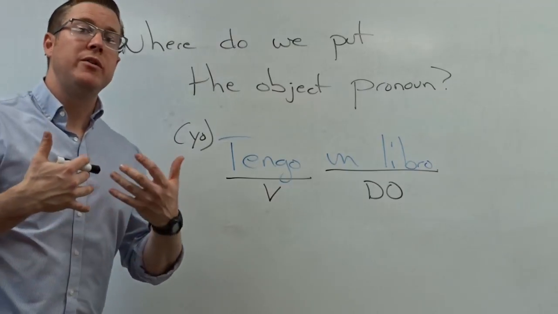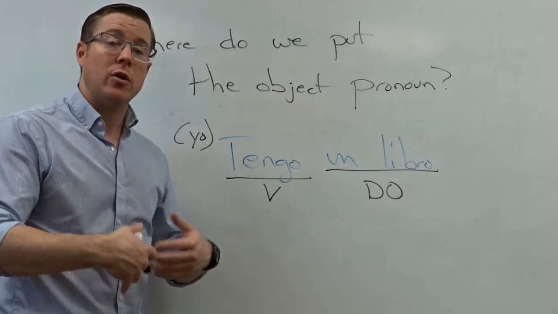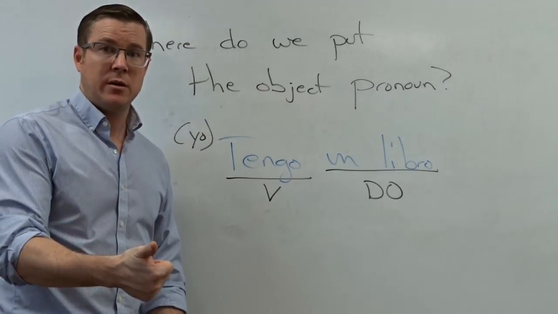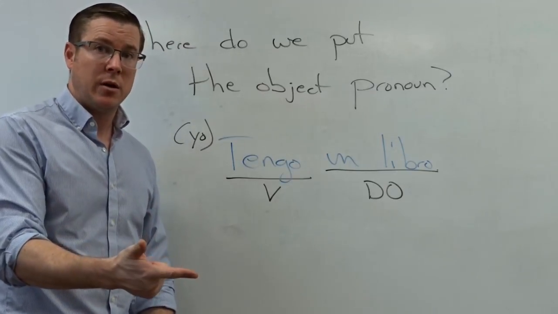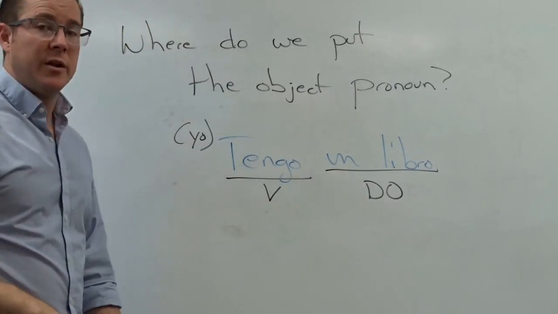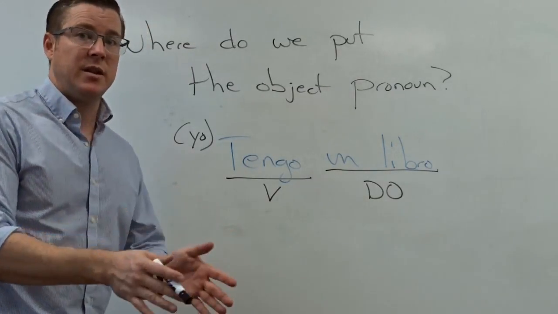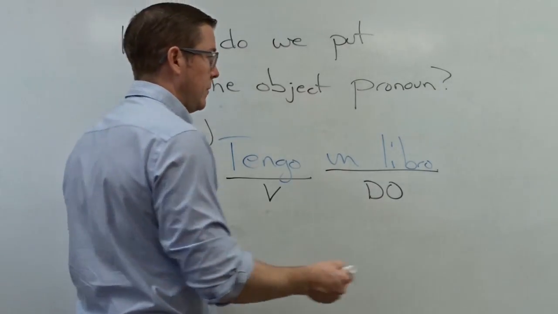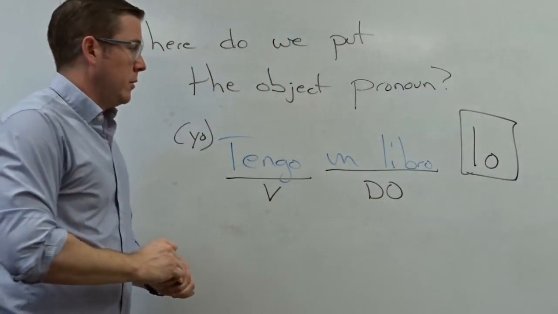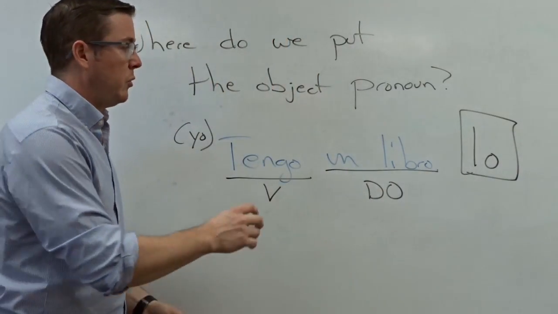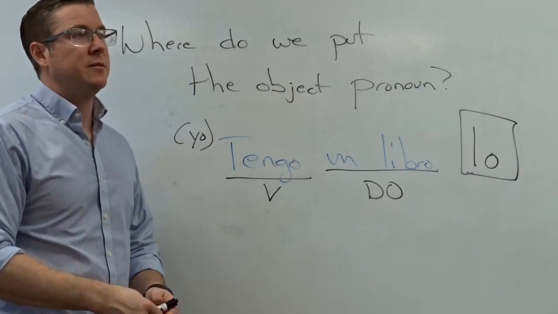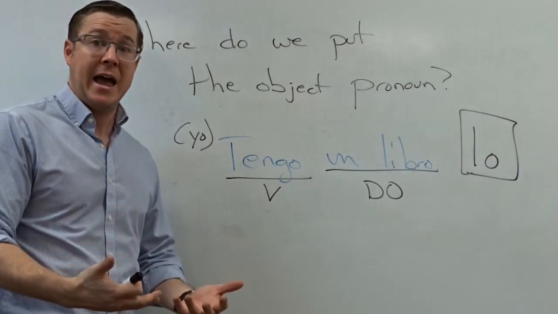So, what would be the pronoun that would go with libro? Well, let's see. It's a masculine noun, and it's singular. So think back to that earlier chart that I gave you, and what the pronouns would be for a masculine singular noun. Lo. So my goal is to replace un libro with the word lo. It would be like saying in English, I have it.